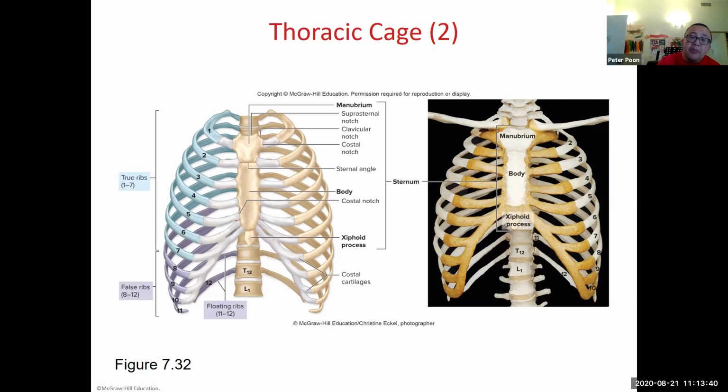The other false ribs, 11 and 12, are called floating ribs in addition to being called false ribs. They're called floating ribs, or vertebral ribs, because they don't attach to the sternum at all. The 8, 9, and 10 are also called vertebrochondral ribs because they attach to the vertebrae in back and to cartilage in the front.